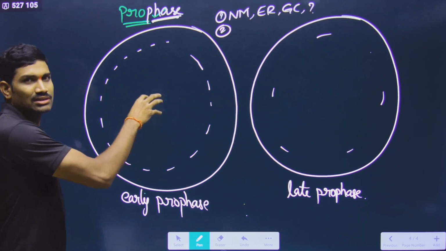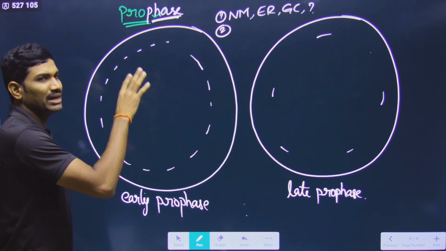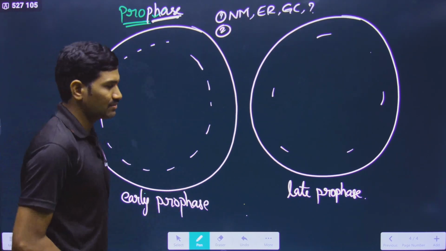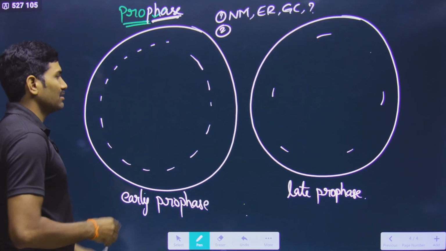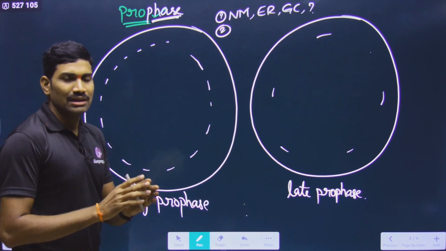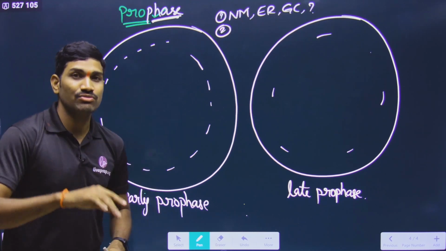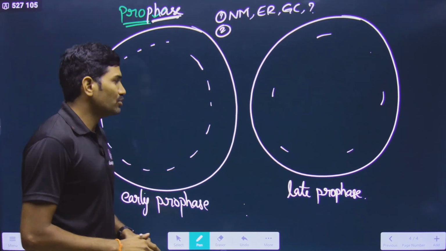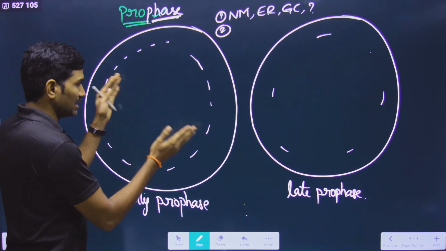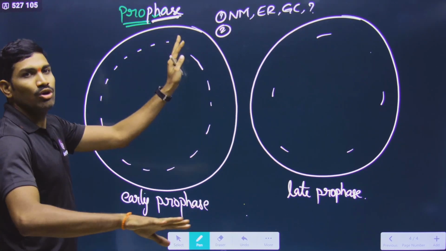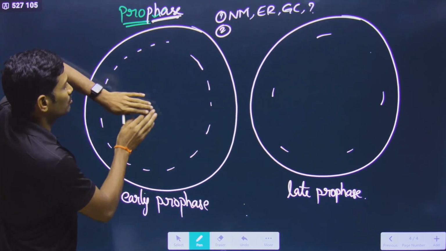Inside the nucleus, the chromatin or chromosomes are present, right? In the S phase, what happened? They have become doubled. Doubled means what? Duplicated. The number remains the same, but sister chromatids were formed. Now ultimately what should happen? Sister chromatids should be separated and they should go to opposite sides of the cell.